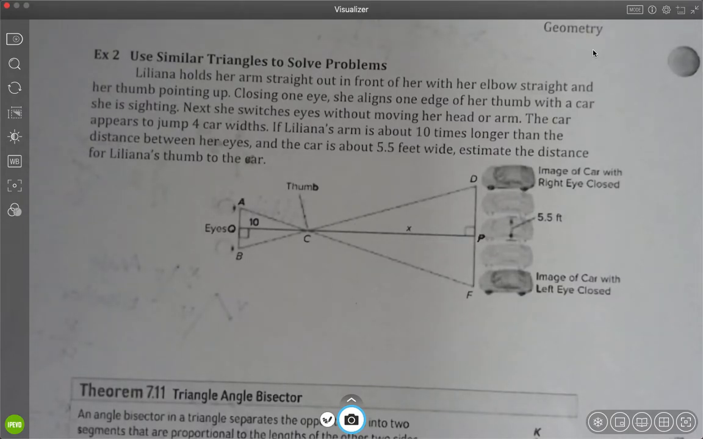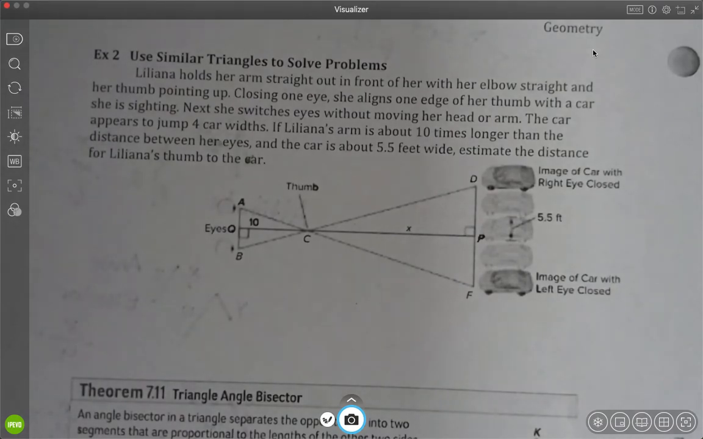So what's happening here is, here's her eyeballs. Her eyeballs are 10 centimeters apart. Well, not really 10 centimeters, that's a big face. Okay, we'll get to that. She's holding her thumb out in front of her, and she's looking at a car, and she's closing her eye, and the car jumps all the way over here. Kind of like what the clock did. The clock moved when we closed our eyes, whichever one you close.